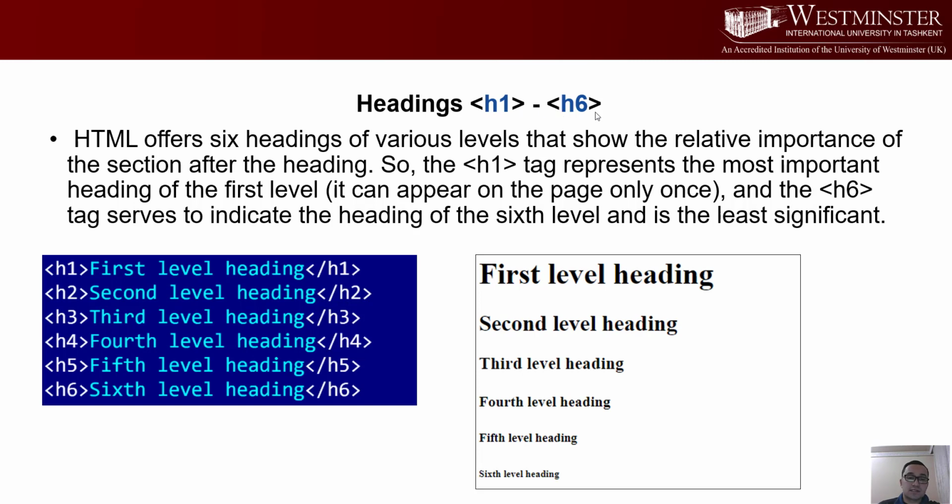HTML offers 6 headings of various levels that show the relative importance of the section after the heading. So the H1 tag represents the most important heading of the first level. It can appear on the page only once. And the H6 tag serves to indicate the heading of the 6th level and is the least significant.